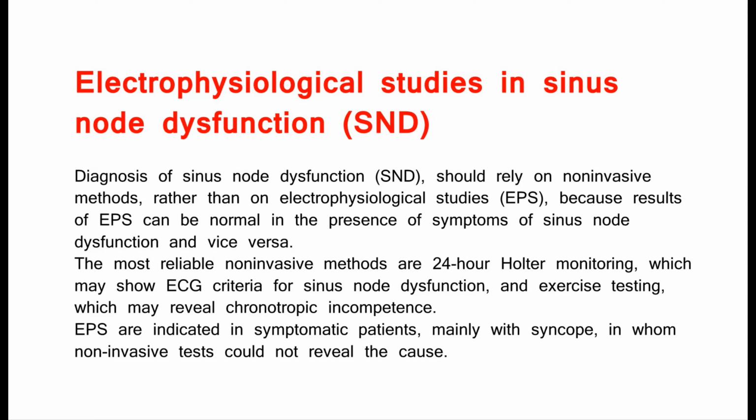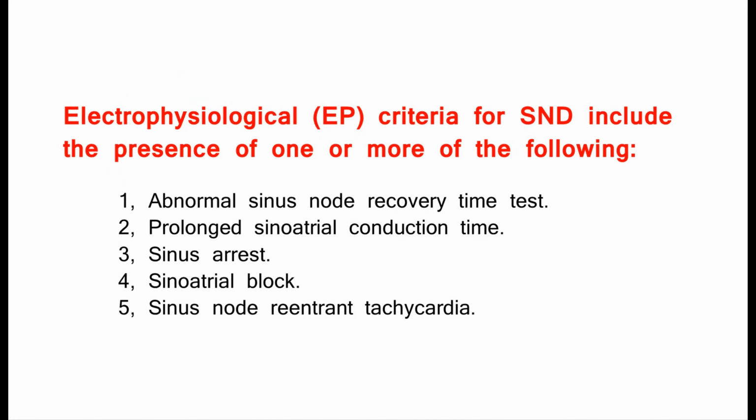EPS are indicated in symptomatic patients, mainly with syncope, in whom non-invasive tests could not reveal the cause. Electrophysiological, EP, criteria for SND include the presence of one or more of the following. 1. Abnormal sinus node recovery time test. 2. Prolonged sinoatrial conduction time. 3. Sinus arrest. 4. Sinoatrial block. 5. Sinus node reentrant tachycardia.